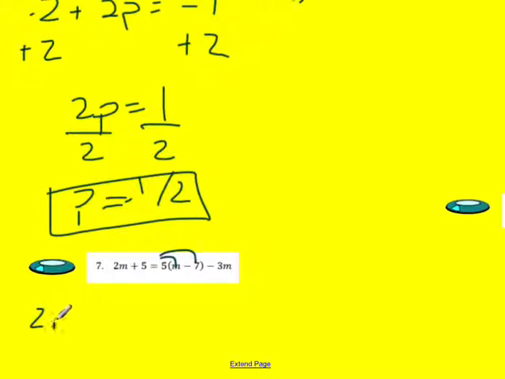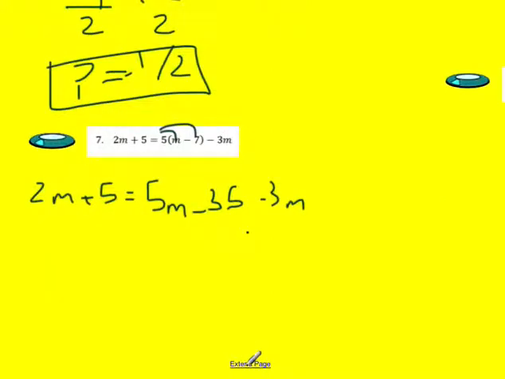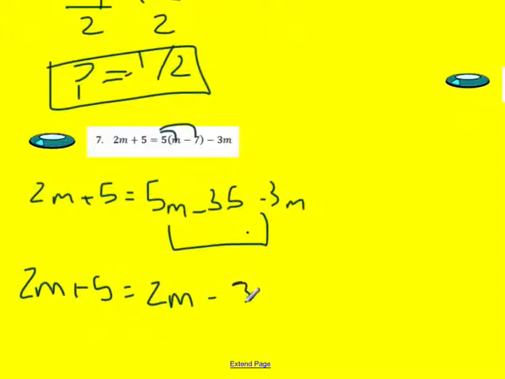So I have 2m plus 5, and now I'm going to take that 5 and multiply it to the things that are inside the parentheses. So 5 times m is 5m, 5 times negative 7 is negative 35, and then minus 3m. So what I need to do next is combine my m's on this side. So I have 2m plus 5 is equal to 2m minus 35.